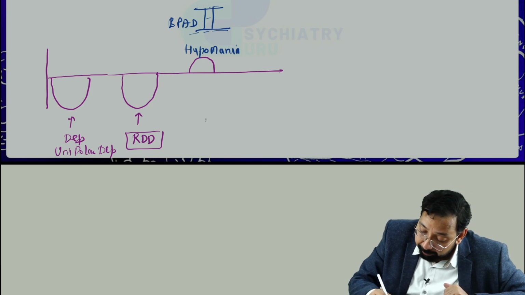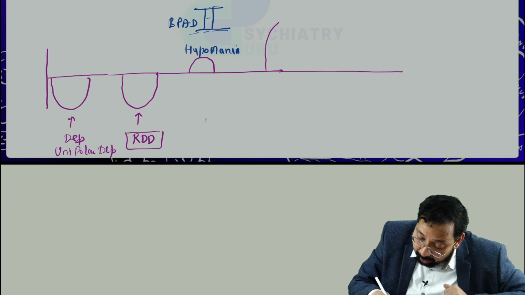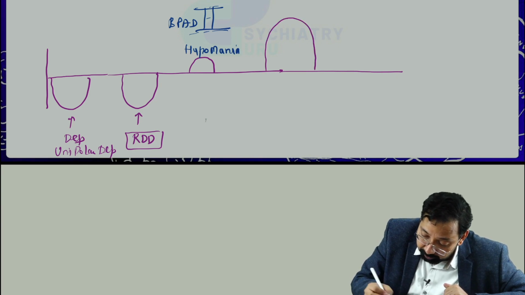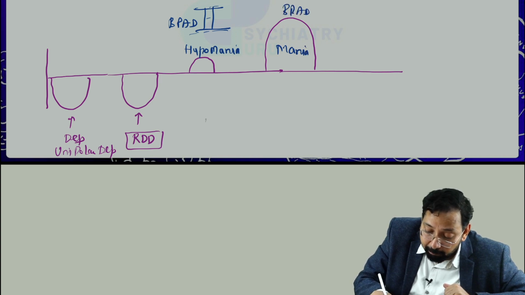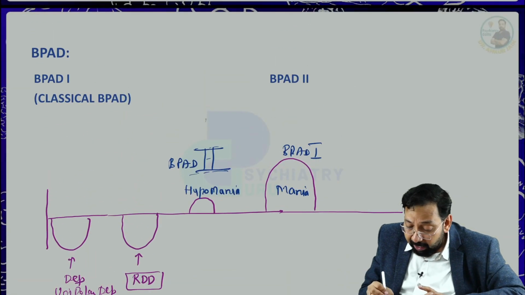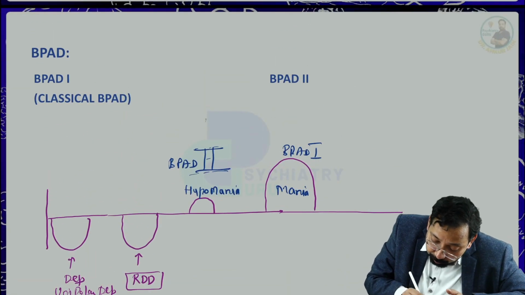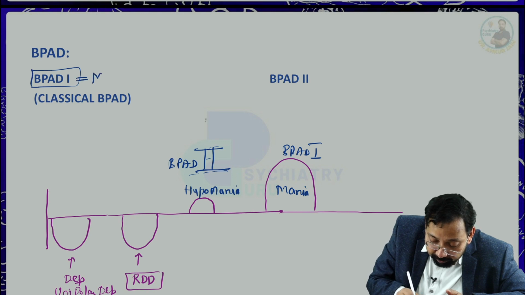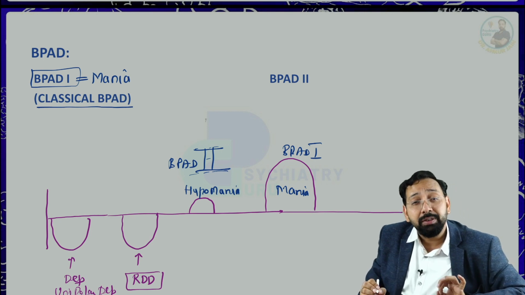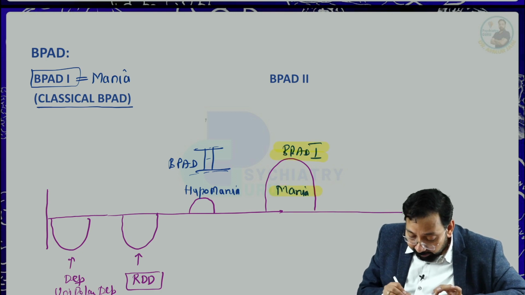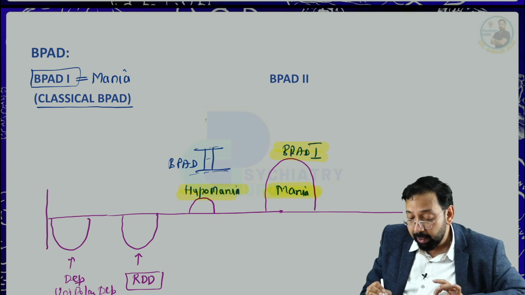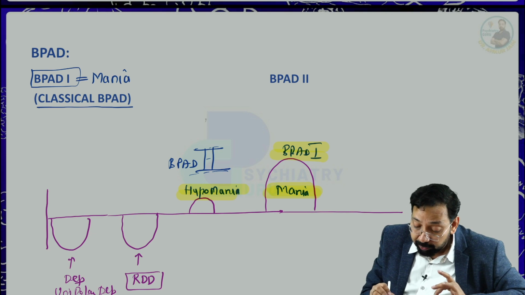After some time, the patient developed mania. So this is mania. Now I would say this is BPAD 1. Mnemonic: wherever you find mania, that is BPAD 1 or classical BPAD. Mnemonic or concept, whatever you say, mug up. Mania means BPAD 1. In this patient, history of hypomania is there, history of mania is there, but we will give preference to mania.